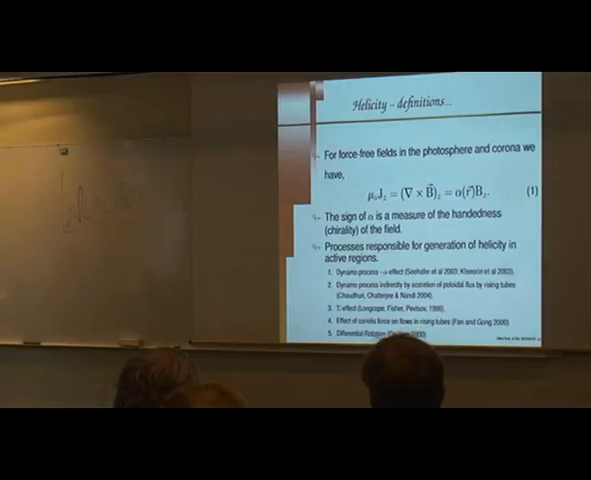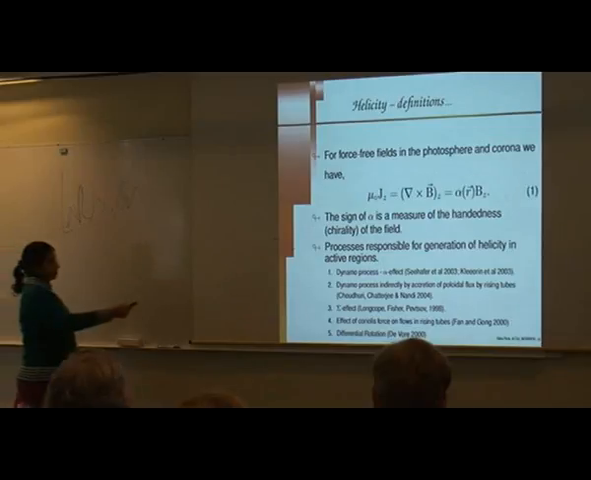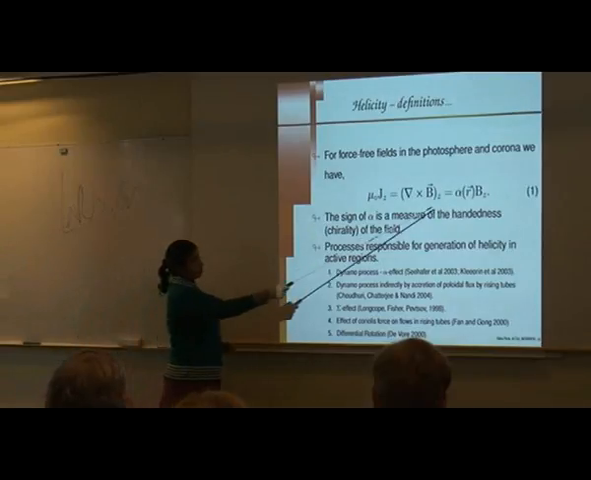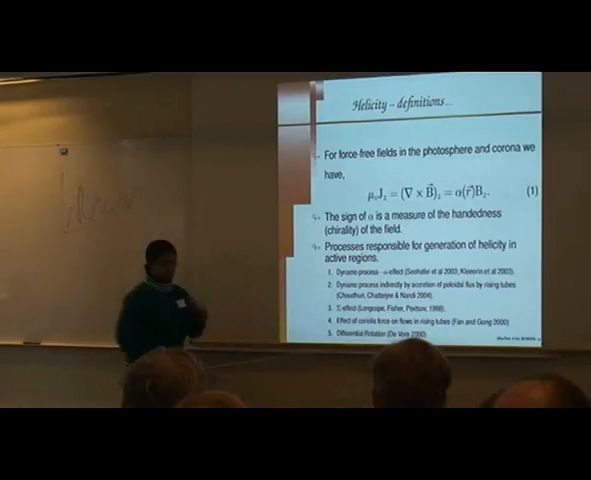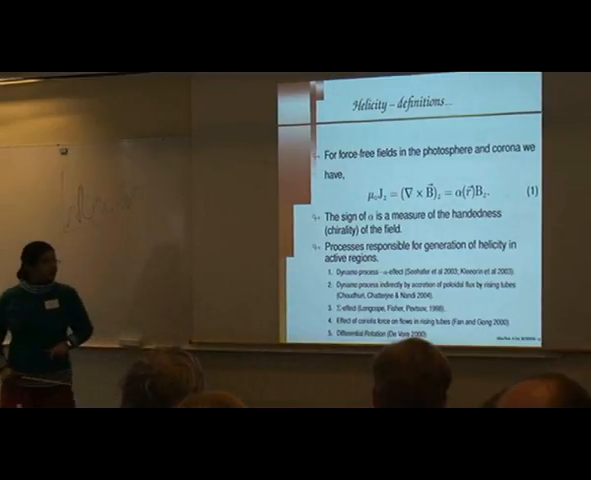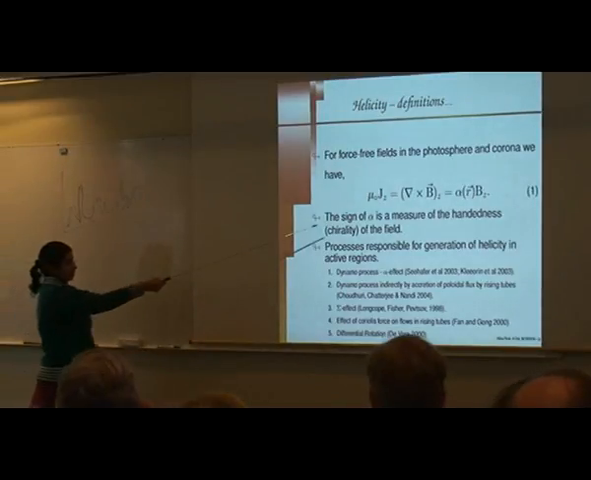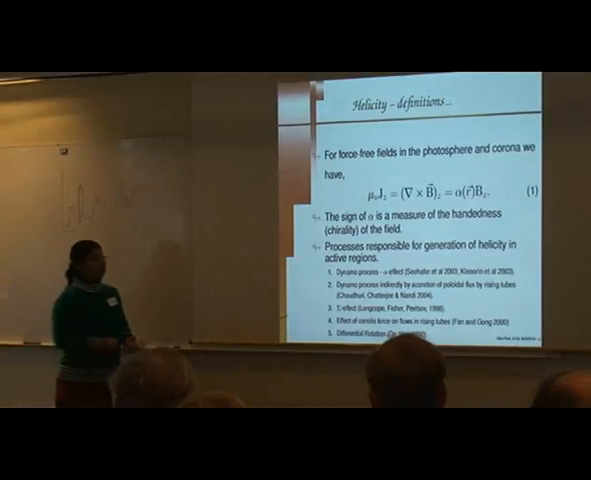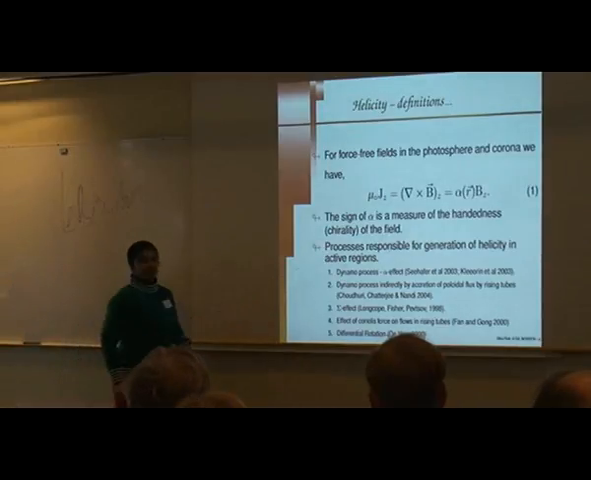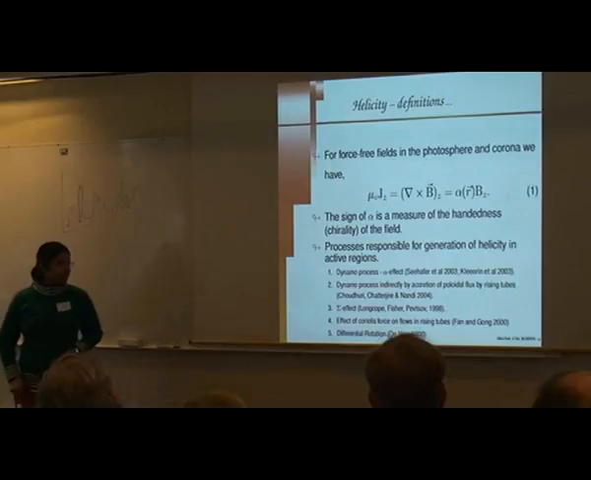Now, this is the standard definition that the observers use for helicity. That is, the vertical current is proportional to the twist times the vertical magnetic field. And the sign of alpha, not to be confused with the alpha effect in dynamo models, is a measure of the handedness or the chirality of the field.